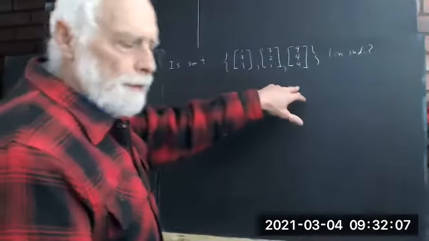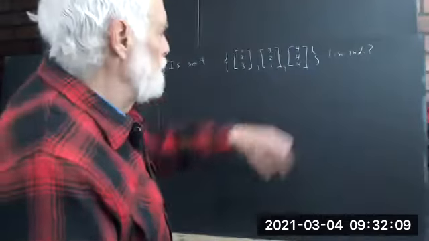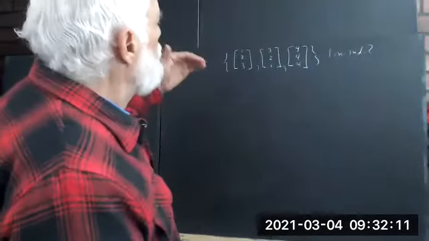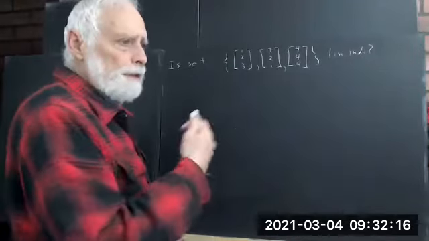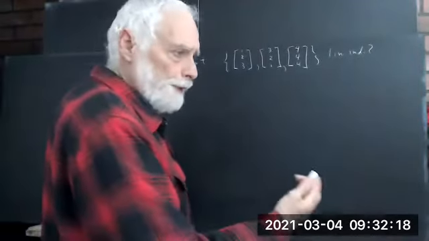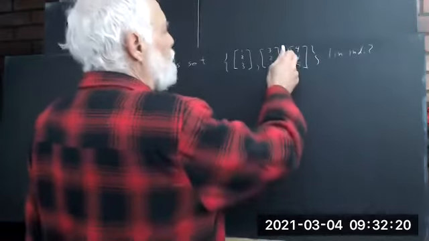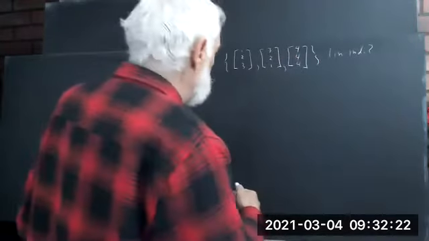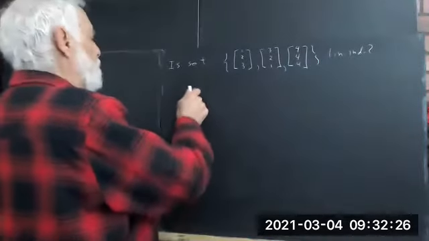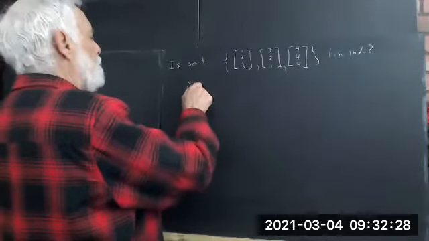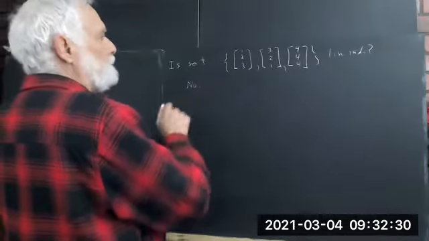Okay, is this set linearly independent? Obviously, we've shown that it isn't. Well, we have 1, 1, 1 here. This is a multiple of 1, 1, 1. I'm going to say no.